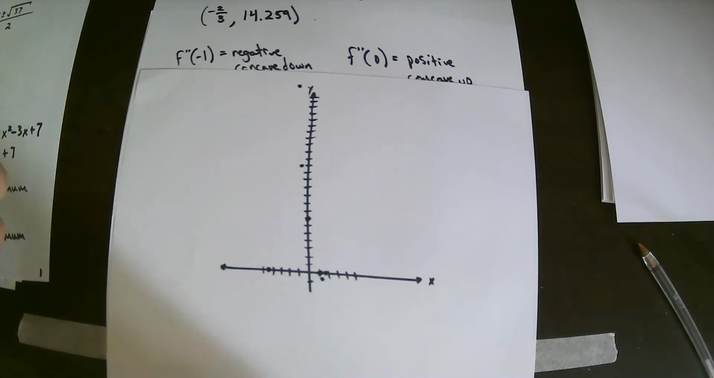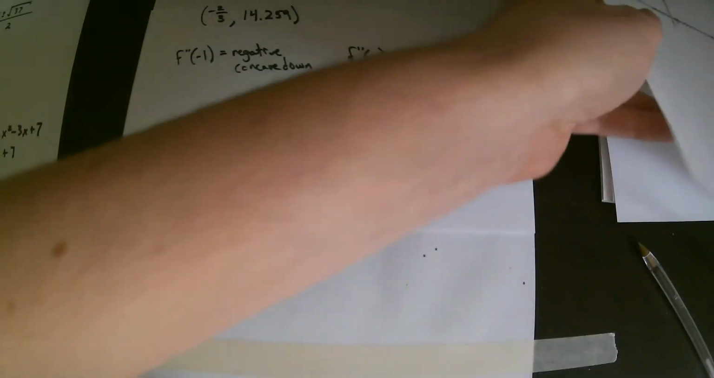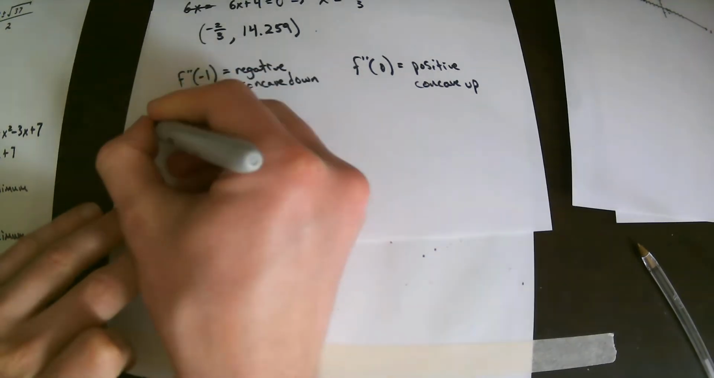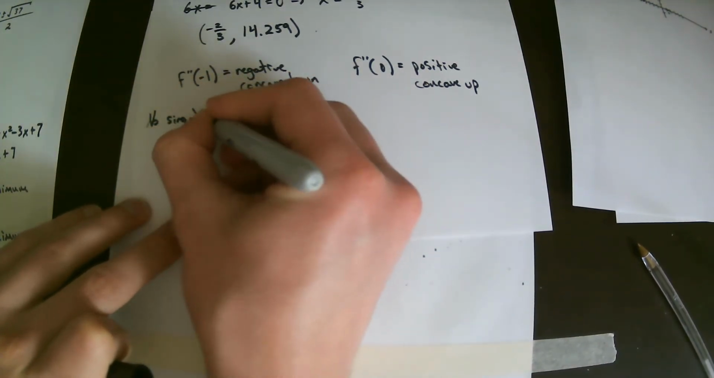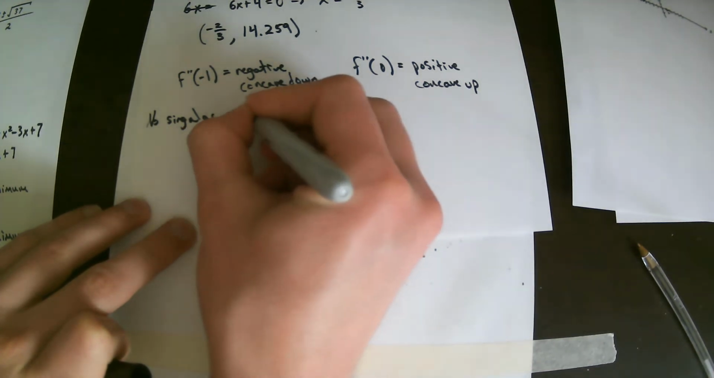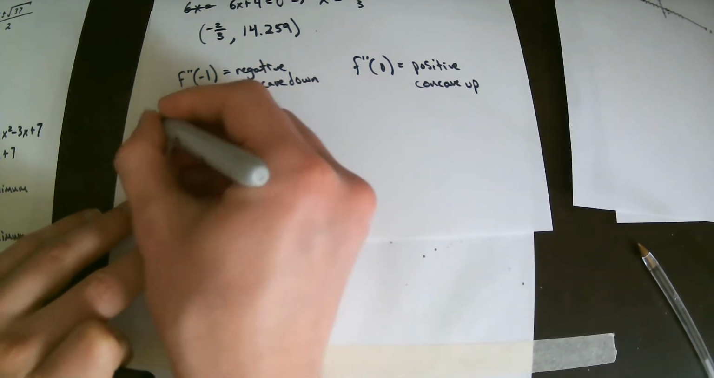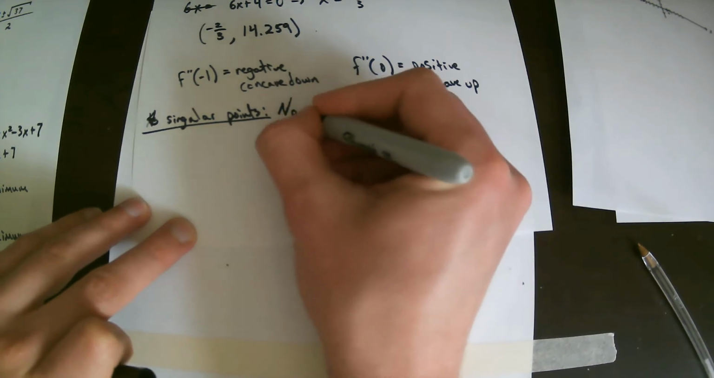I don't have any singular points to look for in the graph of my function, so there's no asymptotes or anything like that, no singular points. Or I guess I should say singular points, none, there we go.